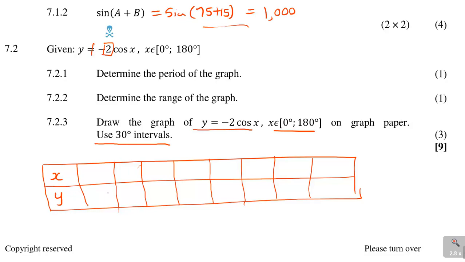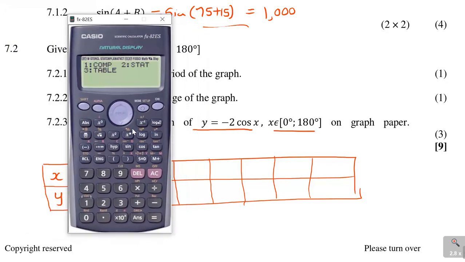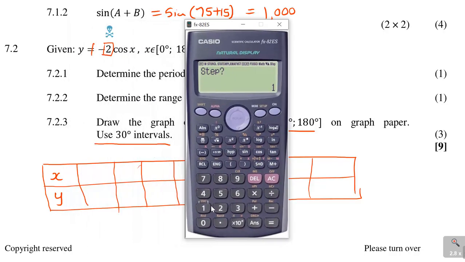So now if you are using a calculator to draw the graph, what you're going to do is, the calculator can actually draw the graph once. You say setup table, which is 3, and you have got minus 2 cos x, is equal to, start from 0, end at 180, and then step, they told you the step, use 30 intervals, so those are the steps. Then after that you are looking for those numbers that are perfect.